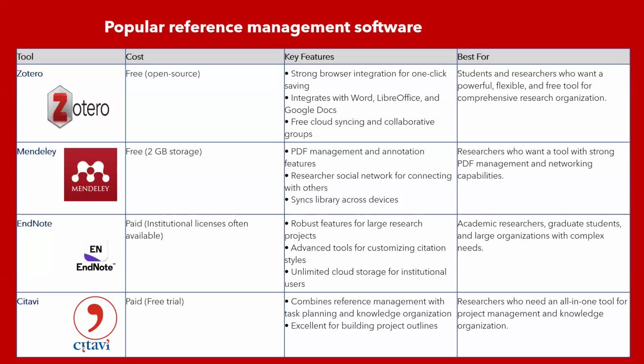It's also good as a researcher social network for connecting with others. So I can share my references with you from my Mendeley. I can even create a group and add you. So if, let's say, a group of people elsewhere need my references, they want to cross-check something, what I do is that I'll just send them my references through Mendeley, and they will have it at their end. It's as easy as that. It is also good for researchers who want a tool with strong PDF management and networking capabilities.